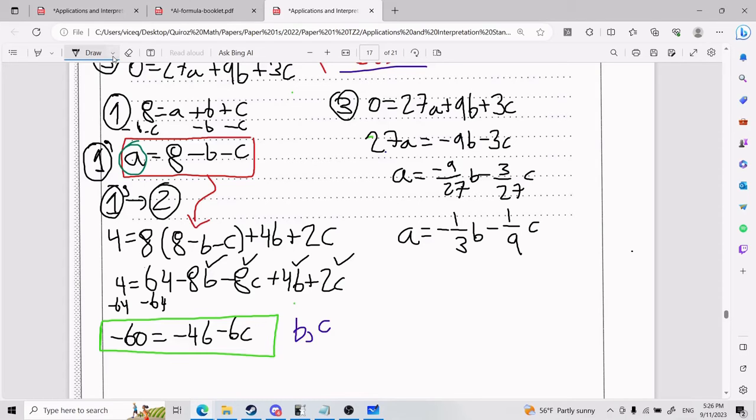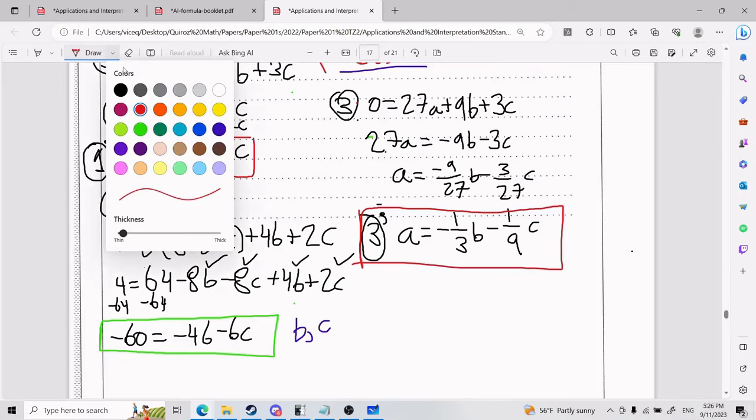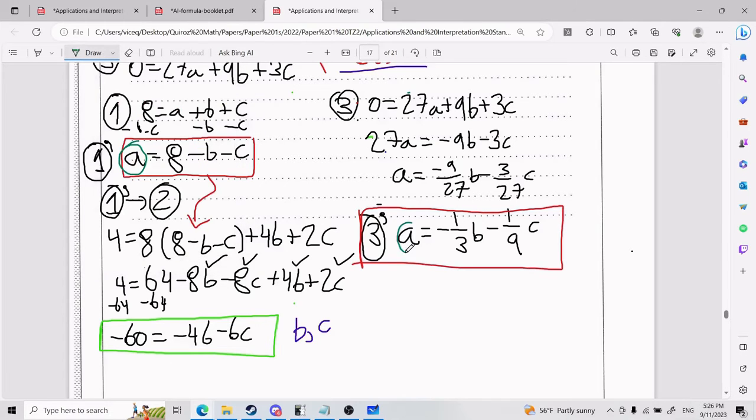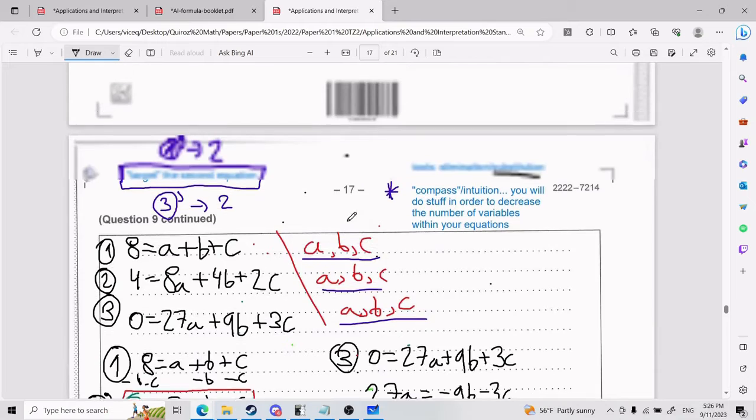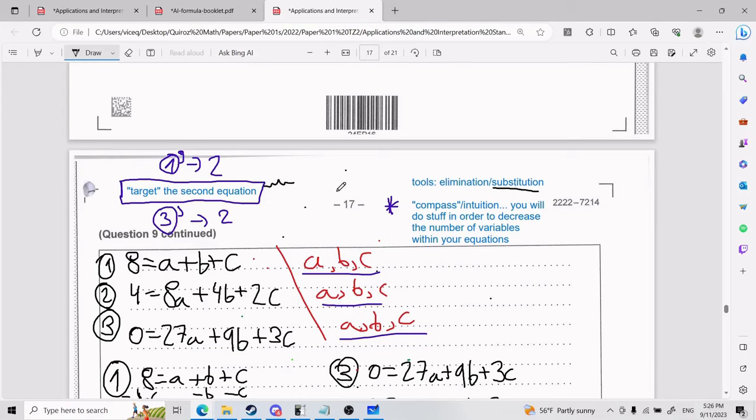And so this here is going to be what we're going to call 3 prime. Okay? So this is 3 prime. I'm going to box it in red. And again, notice how both of my primes have an a equals something. Okay? So I'm going to go ahead and take 3 prime and plug it into 2. Thus, the target, the second equation thing I was talking about.